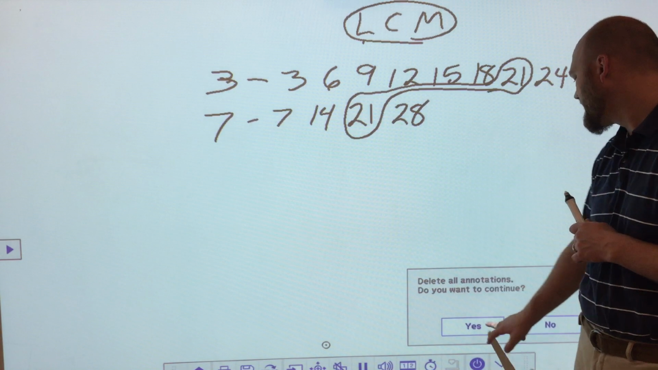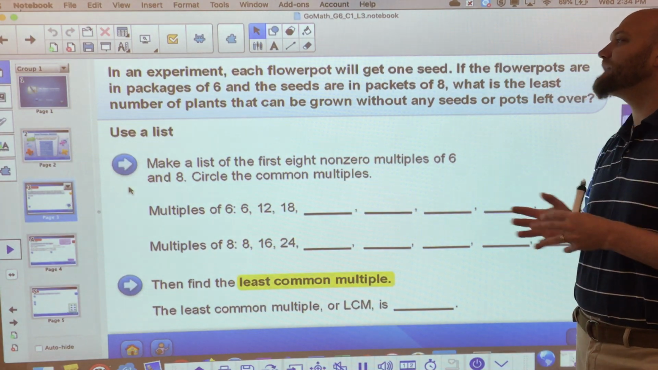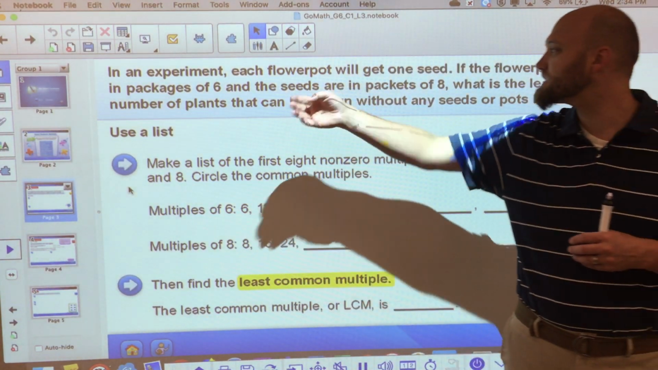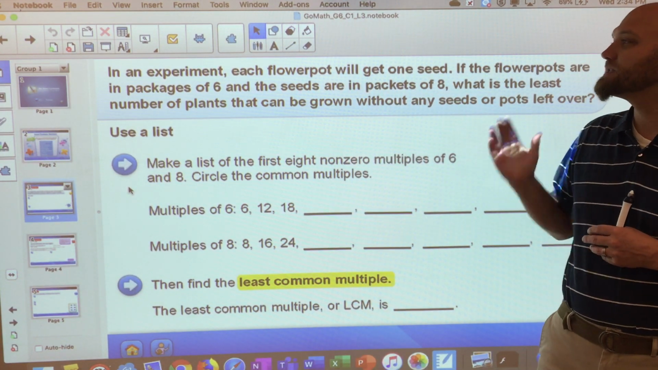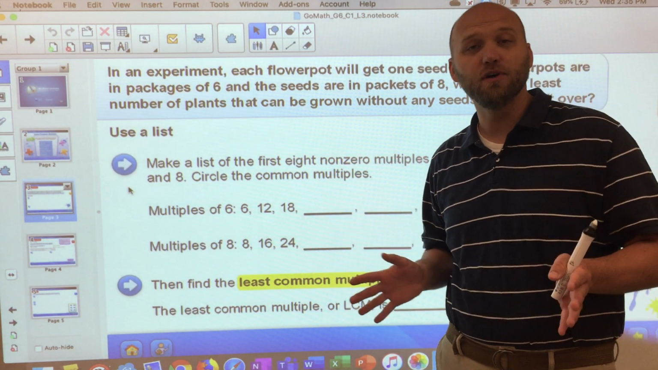Now what would that look like if we tried it in a larger problem, like a word problem? In an experiment, each flower pot will get 1 seed. If the flower pots are in packages of 6 and the seeds are in packets of 8, what is the least number of plants that can be grown without any seeds or pots left over?